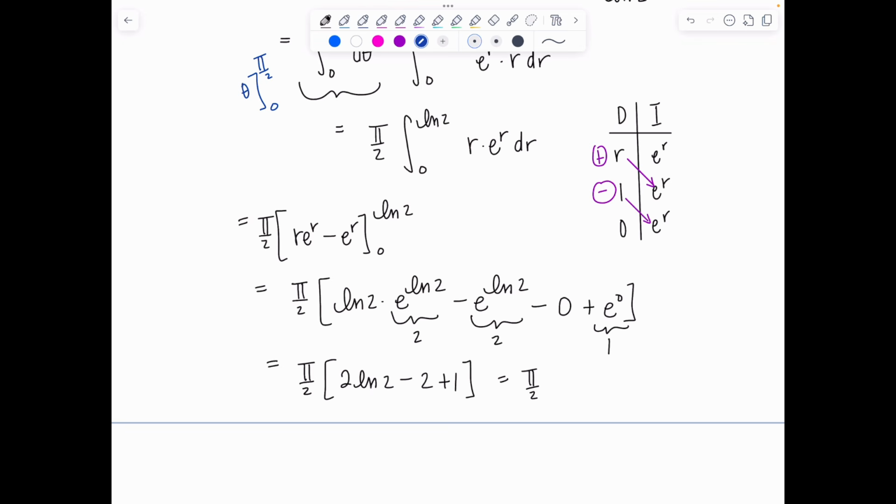which is pi over 2 times 2 ln of 2 minus 1. I would just leave it like that.